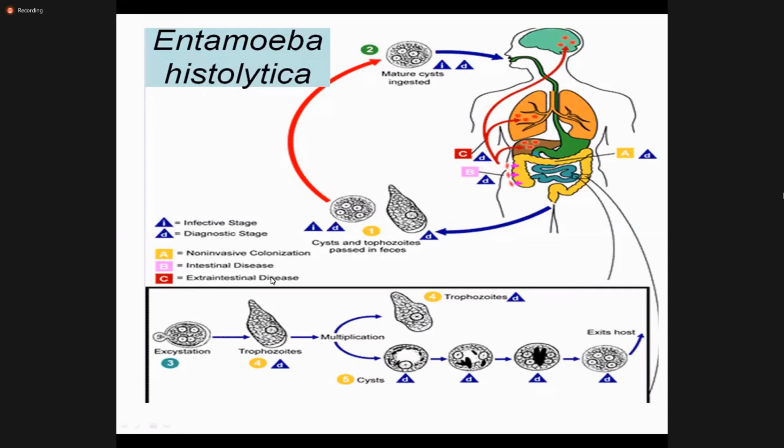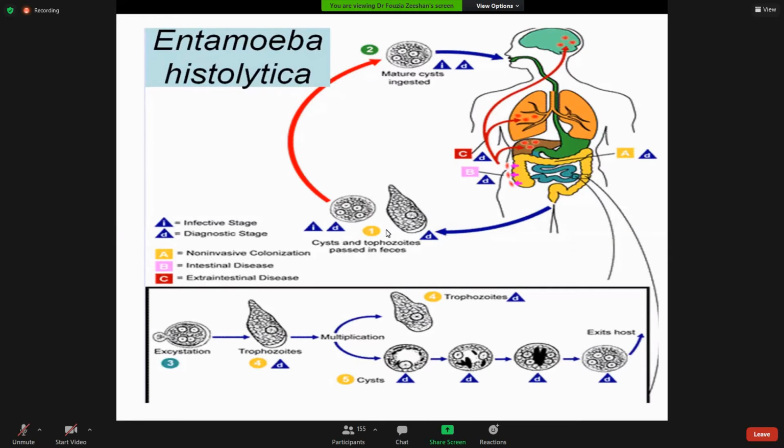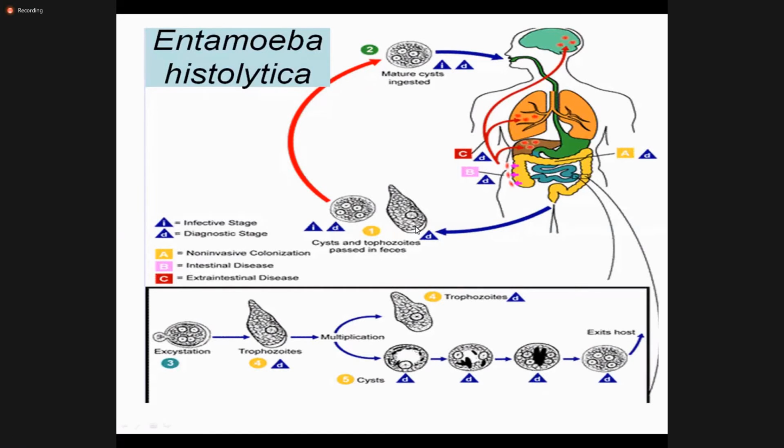Initially, what happens is that a contaminated cyst is ingested by human beings, and when the cyst enters the intestinal tract, excystation occurs, and it gives rise to trophozoites. These trophozoites are motile. They move through the small intestinal system and the large intestinal system, and these trophozoites come outside the body and change into the cystic forms.